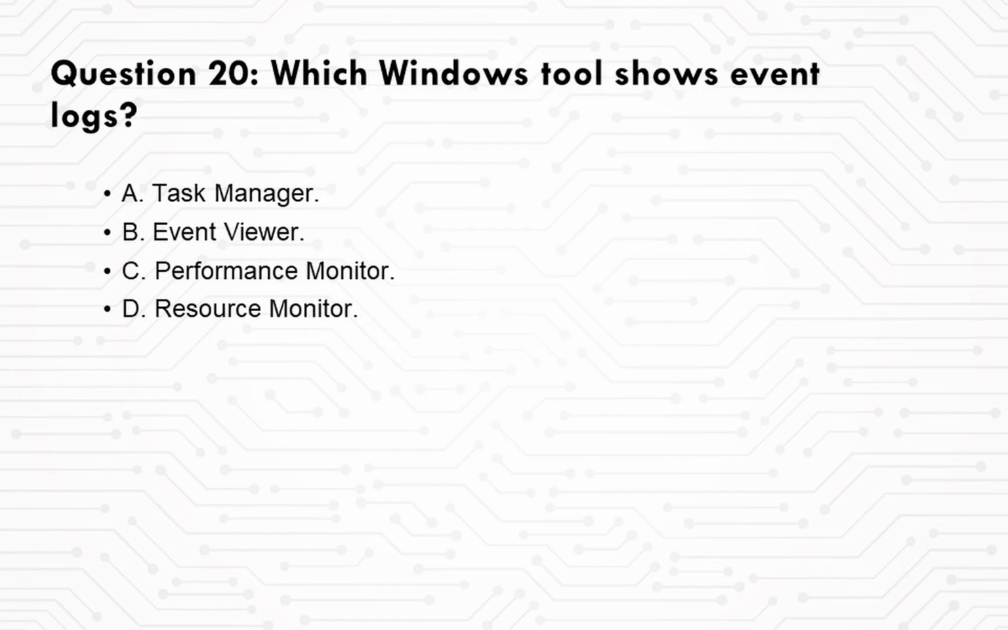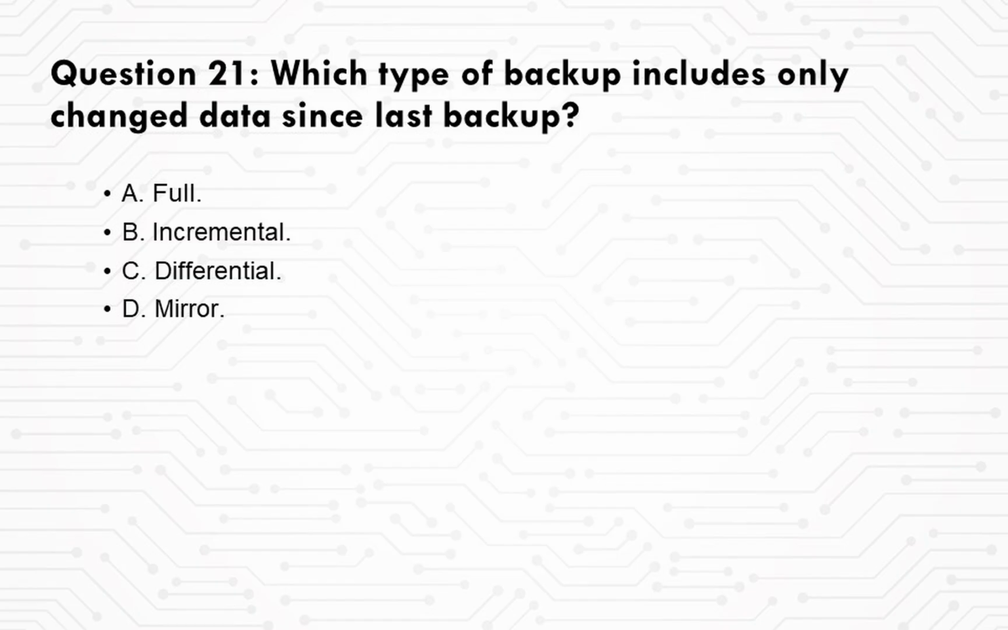A. Task Manager. B. Event Viewer. C. Performance Monitor. D. Resource Monitor. Answer: B. Event Viewer logs system and application events. Question 21. Which type of backup includes only changed data since last backup?